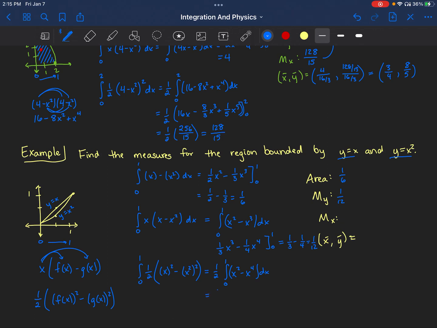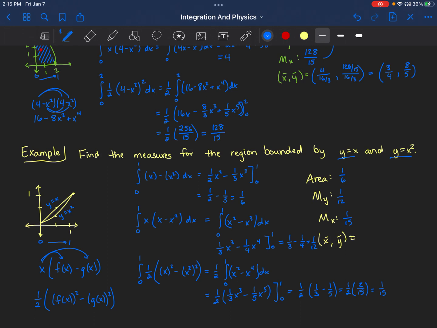If I integrate x squared, again, don't forget your 1/2. X squared is going to turn into 1/3 x cubed. X to the 4th is going to be 1/5 x to the 5th. We're evaluating from 0 to 1. So that's going to be 1/2 of 1/3 minus 1/5. Let me go ahead and figure that out. 1/3 minus 1/5 should give me 2/15. And then I divide by 2, which is 1/15. So that's my moment of the system about the x-axis.